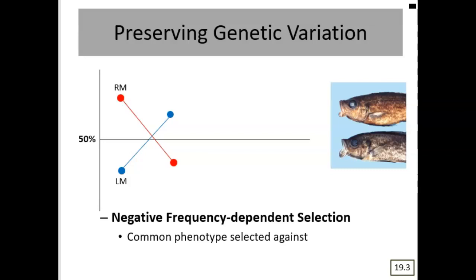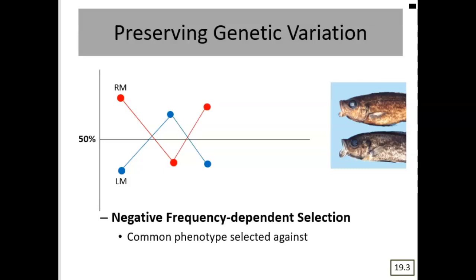Oh, but now things have changed. The left-mouthed individuals have become more common, the most common of the two, and the right-mouthed have become the least common of the two. The selection pressures switch. Now the left-mouthed fish are selected against, the right-mouthed fish are selected for. What happens? Things switch again.